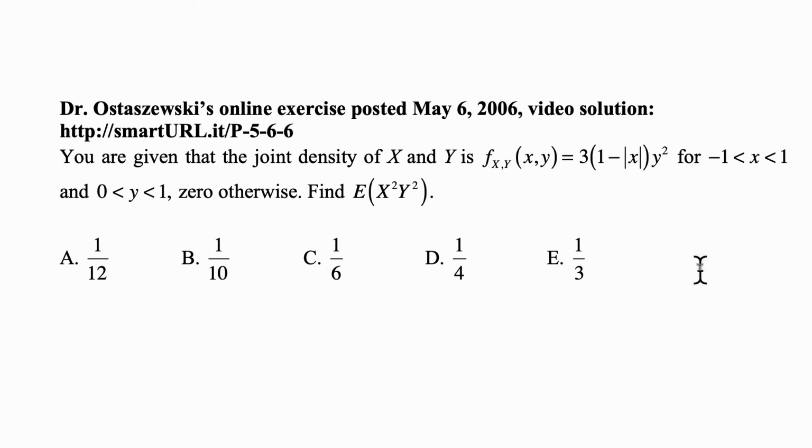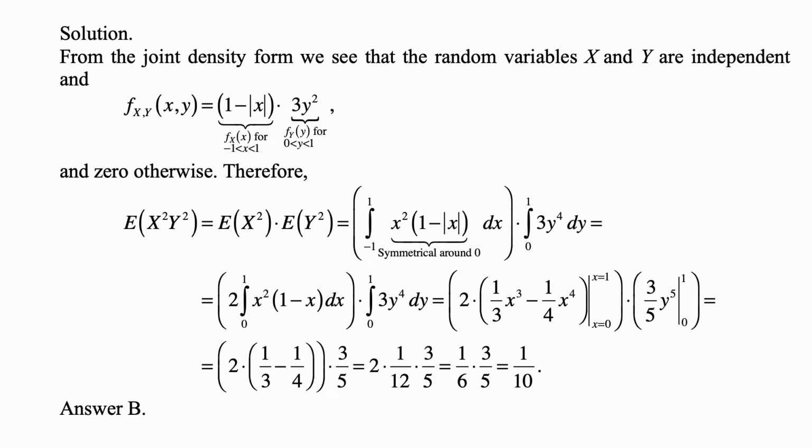Here's a problem for today for exam P on the probability. You are given that the joint density of x and y is f sub xy of xy equal to 3 times 1 minus the absolute value of x multiplied by y squared for x between -1 and 1, and for y between 0 and 1, 0 otherwise. Find the expected value of x squared times y squared. And here's the solution.